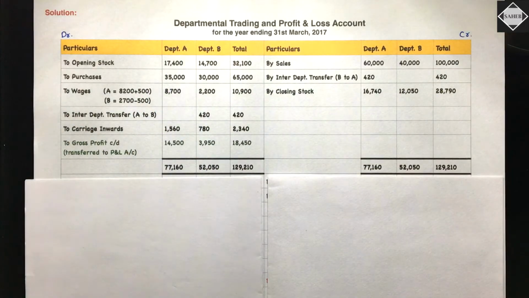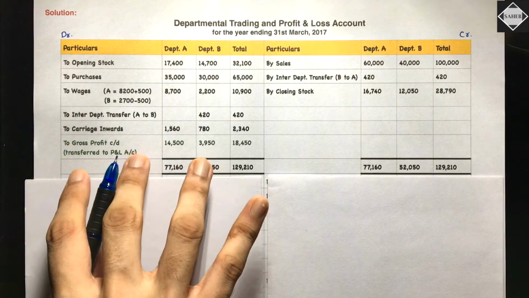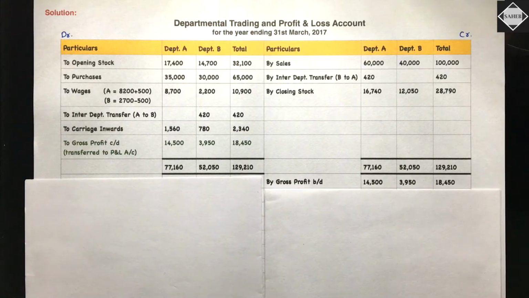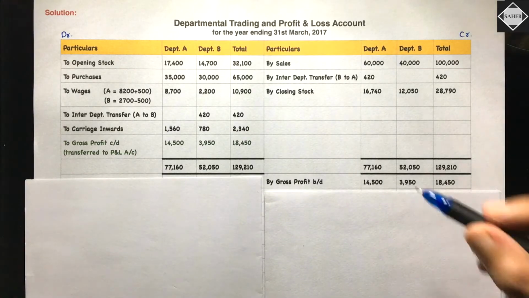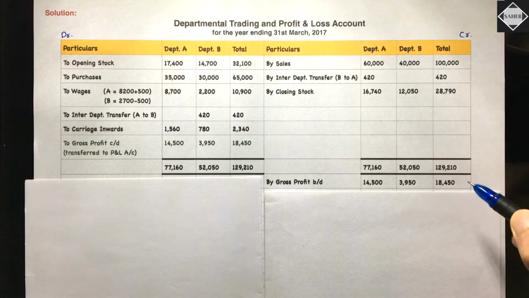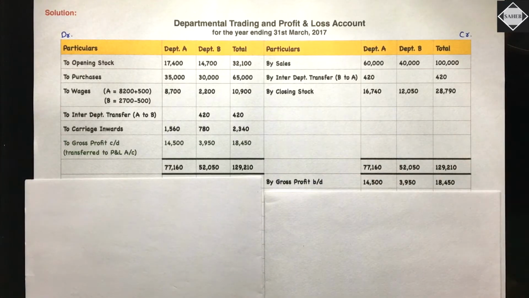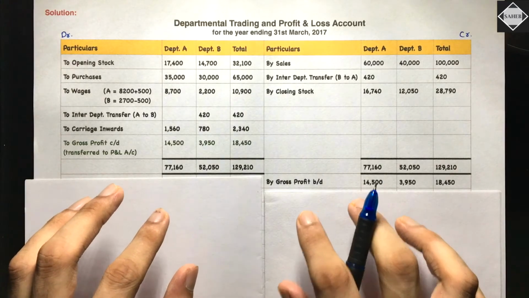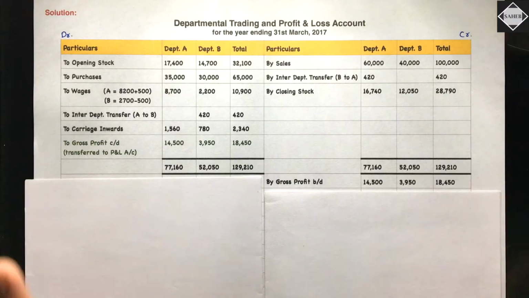Once trading account is finished, then you have to just cross post it in the P&L. You have to start the P&L now. So see here, it will come by gross profit brought down 14,500, 3,950. Okay, exact copy paste. Now what we are going to do in profit and loss, we'll take all indirect expenses on debit side and indirect incomes on the credit side. Is it clear? Okay. So first, what do we have?